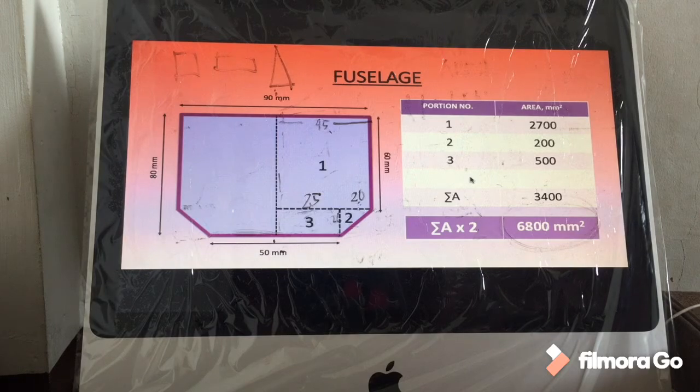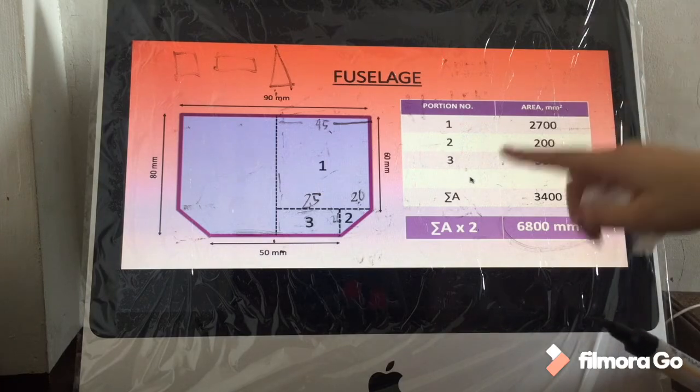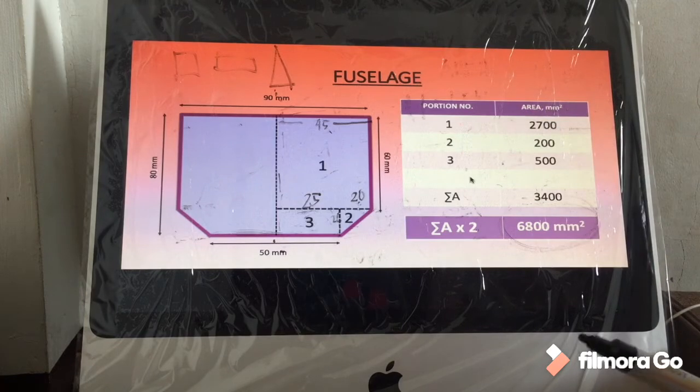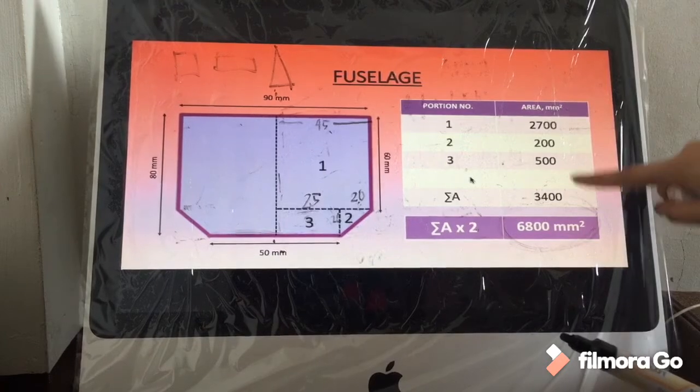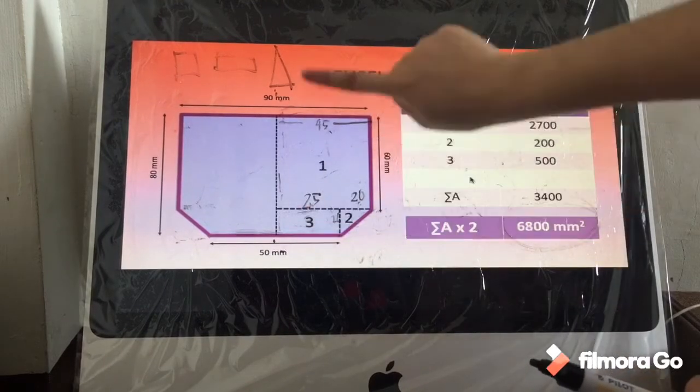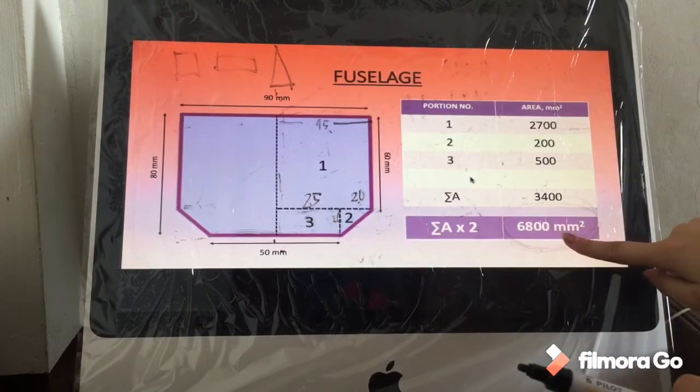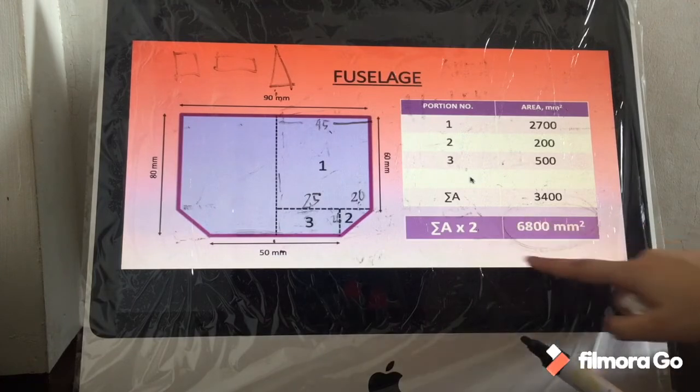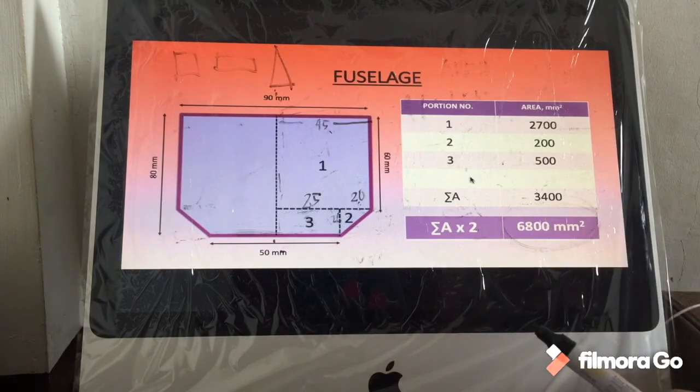So, again, don't forget to multiply it by 2 after you add all the areas because we divided it earlier. If this is your only answer, it's wrong, because that is only half of the fuselage. So, multiply it by 2 to get the whole area, which is 6,800.